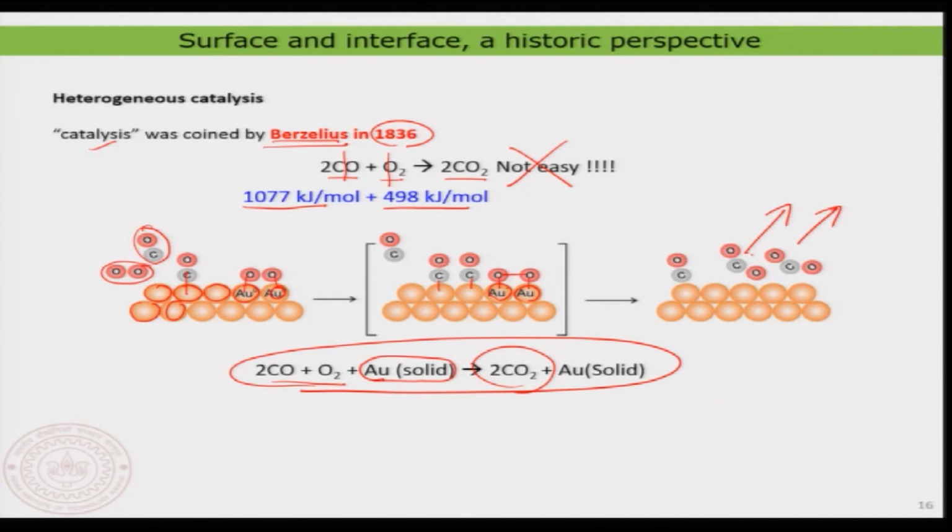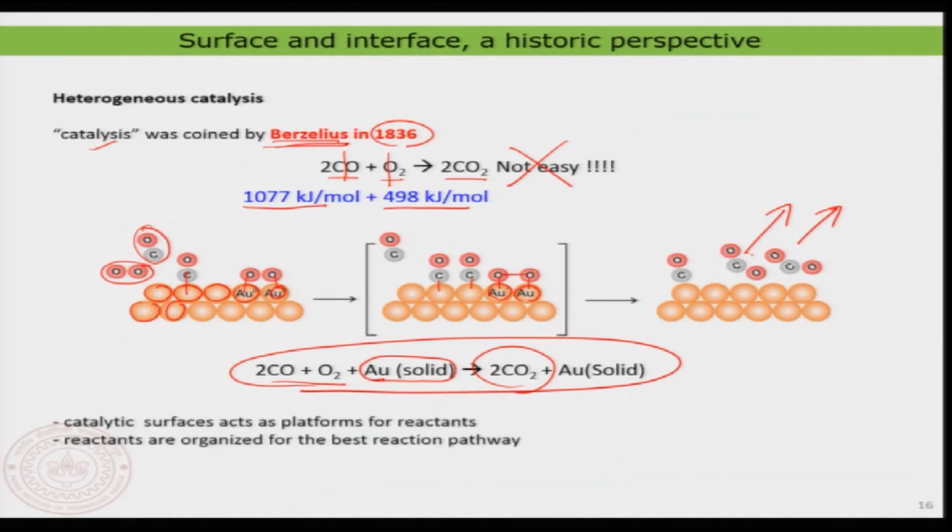We will come back to this in a few minutes, where we will see who has given this description. It was not given by, of course, Berzelius at that time. They could only find that by using different types of catalysts you could trigger chemical reactions. Which actually means that the catalytic surfaces are acting as a platform for doing the chemical reactions, and the reactants are organized in a special way on the surface, which allows an interesting pathway for the reaction to happen.